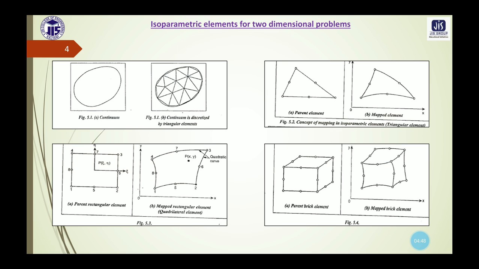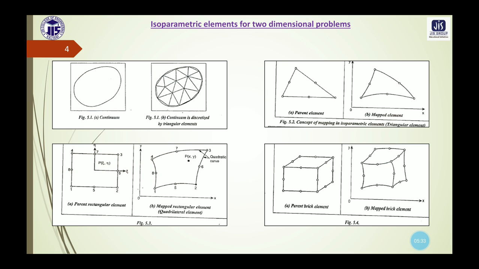Now this isoparametric concept was first brought out by Taig, and it was later generalized by B.M. Irons for mapping the curved boundaries. These two scientists first brought this concept, and they also brought out the concept of mapping for regular triangular, rectangular and brick elements from the natural coordinate system to the global Cartesian system. That concept we can see in diagrams 5.2, 5.3 and 5.4.